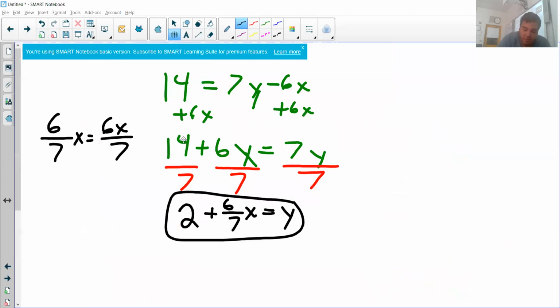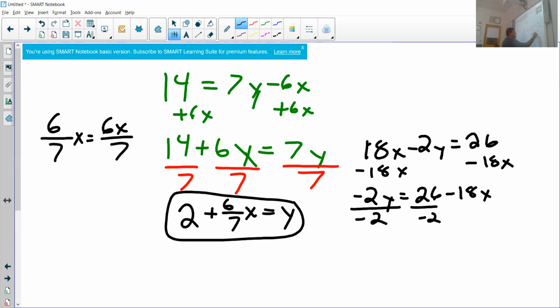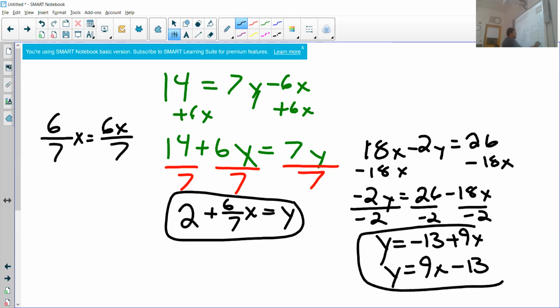And just for anyone who's watching the recording, I'm just going to do it out. It was 18x minus 2y equals 26. Subtract 18x on both sides. You get negative 2y equals 26 minus 18x, divided by negative 2 on both sides. When you divide by negative 2, everything gets divided. y should equal negative 13 plus 9x. You could also write it as 9x minus 13. Either way is correct.